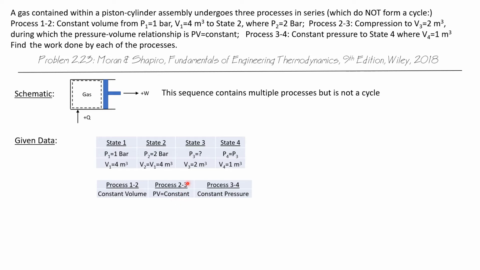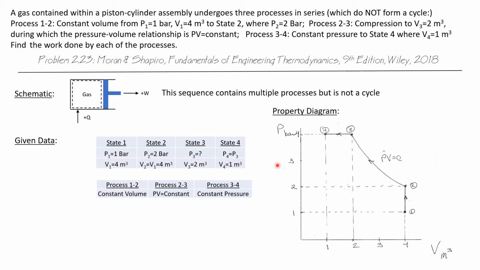Okay, taking us to state 3, where we do not know the pressure, not yet, but we do know the volume at state 3 is 2 cubic meters. And finally, process 3-4, which is a constant pressure process, takes us to state 4. So P4 is equal to P3, although P3 is unknown. But the volume at state 4 is 1 cubic meter.